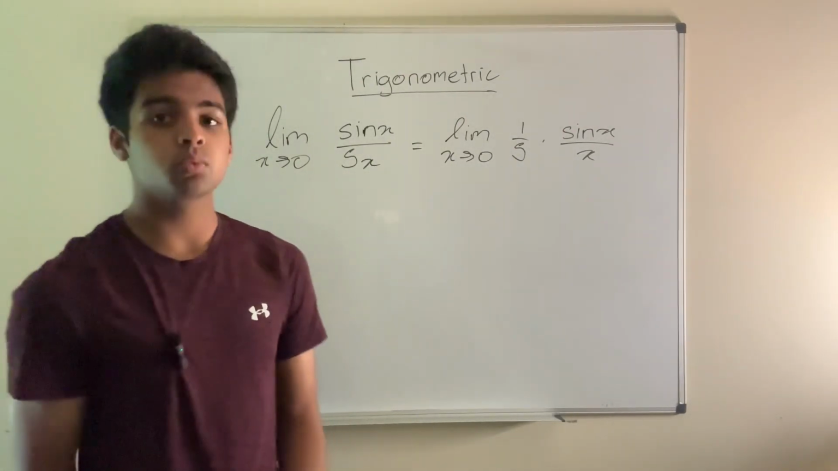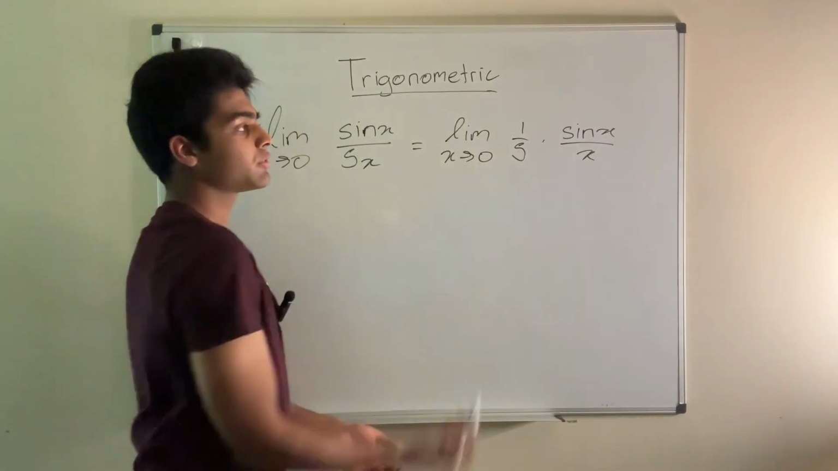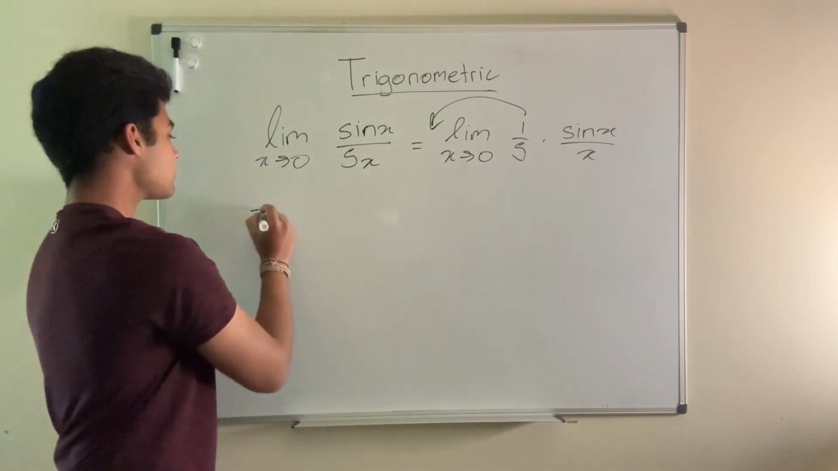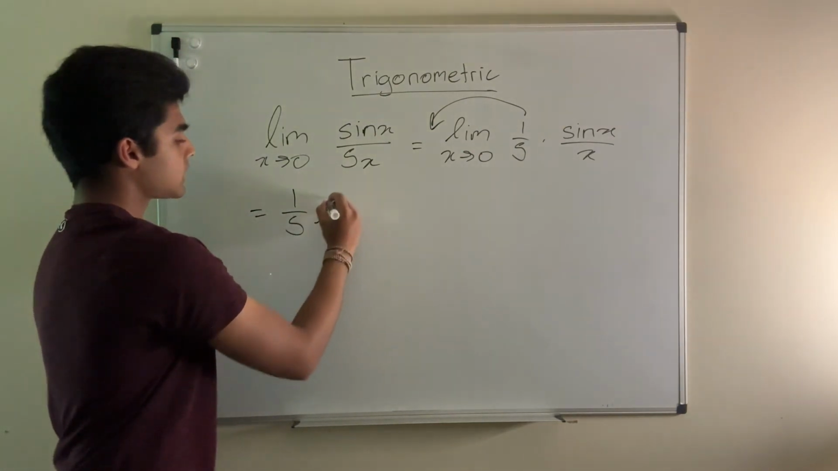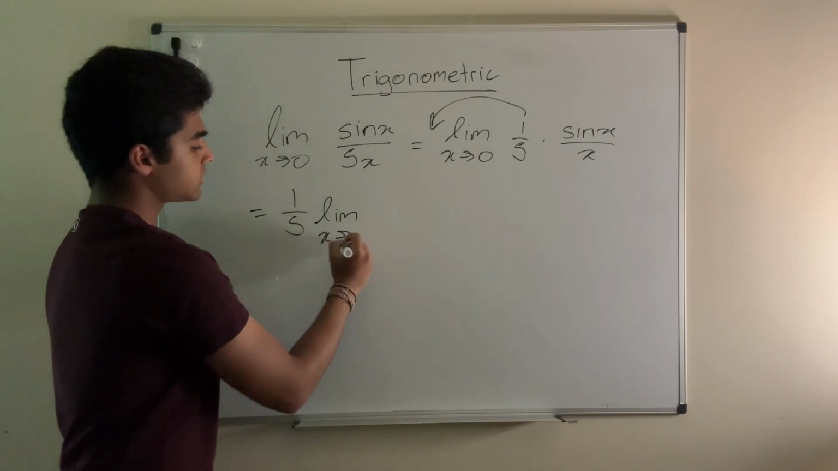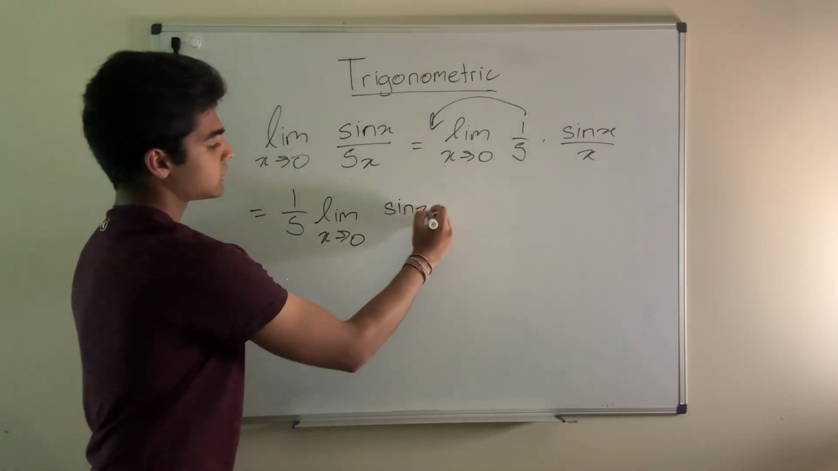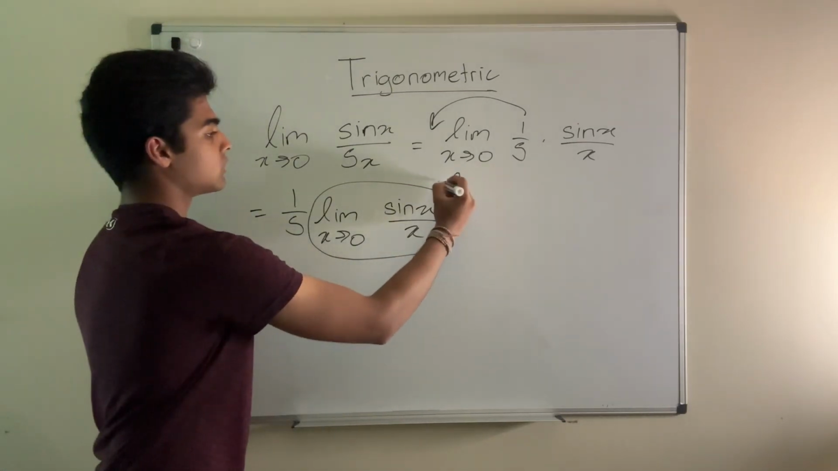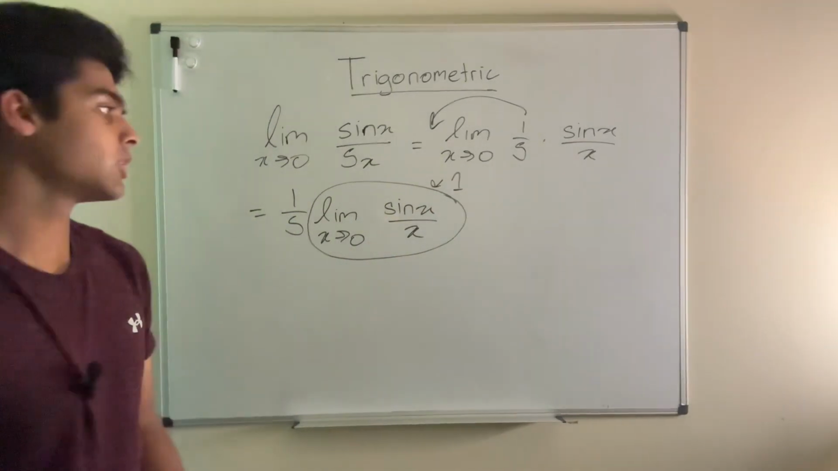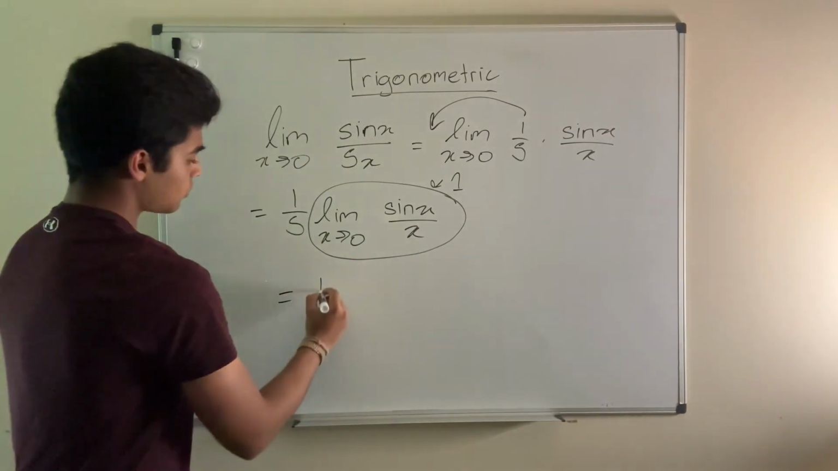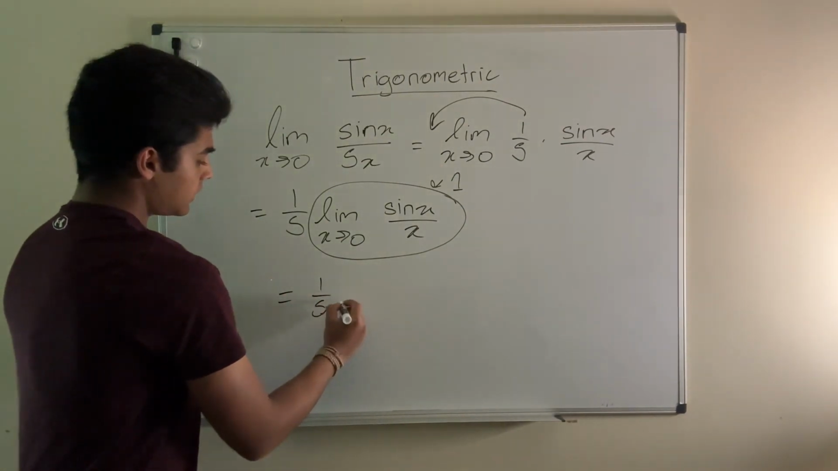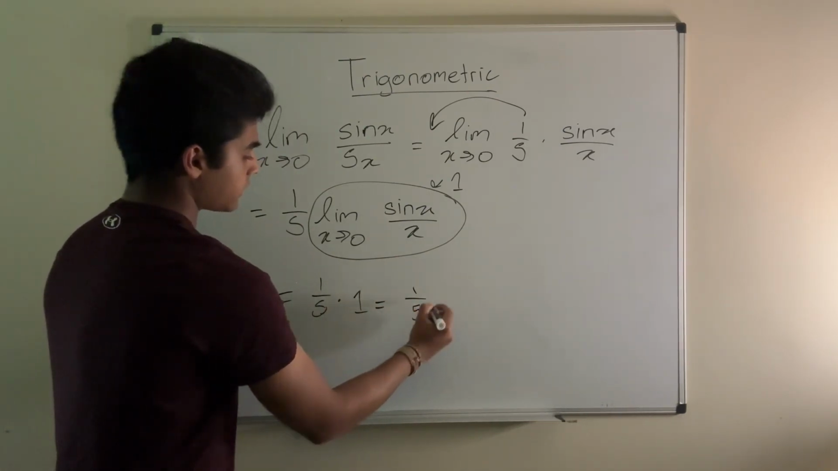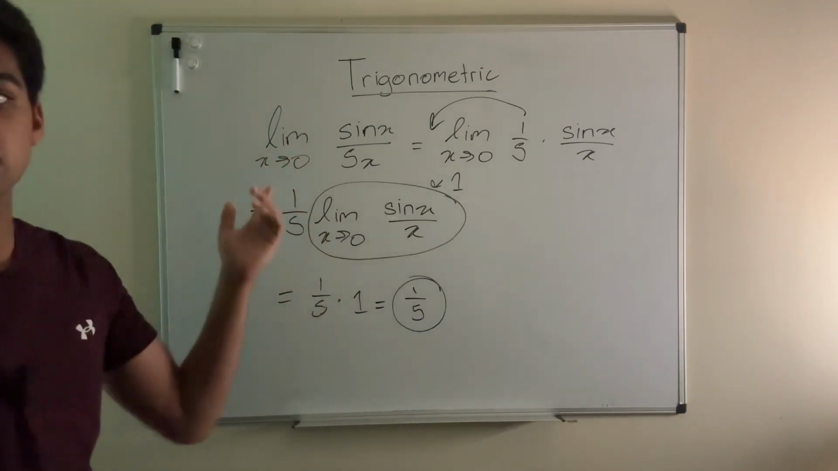And from our properties of limits, we know that if we have a constant multiplying the function, we can just bring the constant outside. So that equals 1 over 5 times the limit as x approaches 0 of sine x over x. And we know that this is just 1 right here because we found that in the graph. So that equals 1 over 5 times 1, which equals 1 over 5. And that would be our answer to this limit right here.